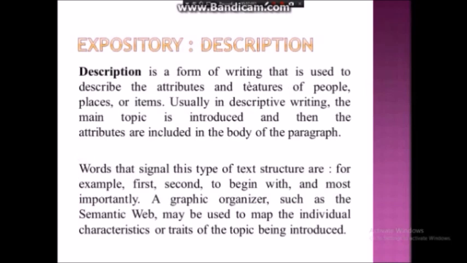The first we will talk about is description. Description is a form of writing that is used to describe the attributes and features of people, places, or items. Usually in descriptive writing, the main topic is introduced and then the attributes are included in the body of the paragraph. Words that signal this type of text structure are, for example, first, second, to begin with, and most importantly.